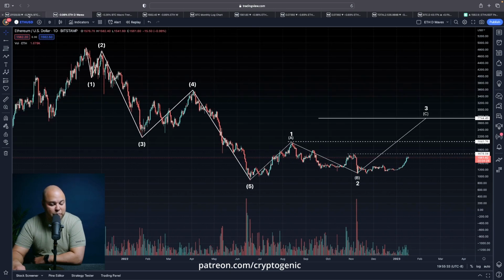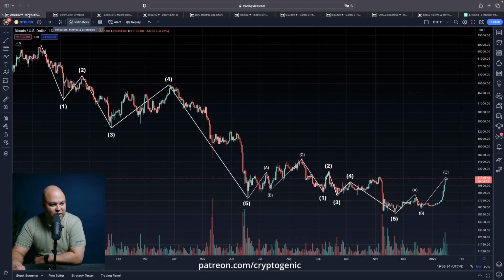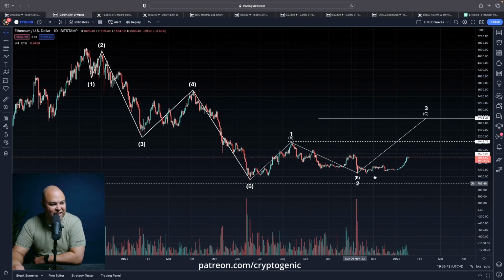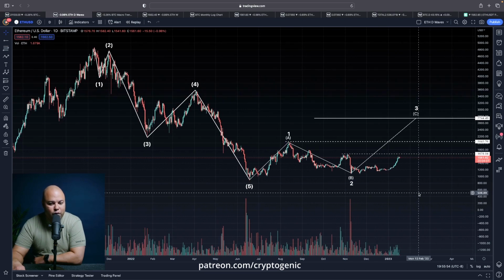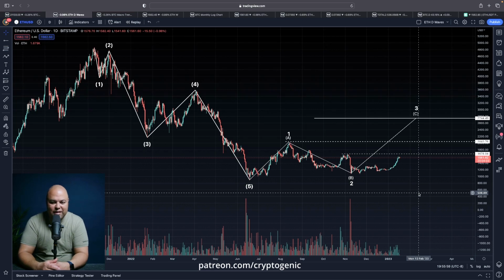Now, I want to compare these again. Bitcoin, it's done. C has already broken above A. Ethereum, it's not done. C has yet to break above A. What does that mean? That means that there is some room, at least in the short term, for Ethereum to outperform Bitcoin. I'm going to say that again. That means there is some room, at least for the short term, for Ethereum to outperform Bitcoin.